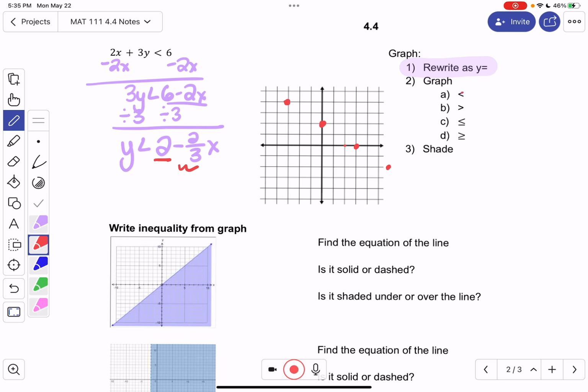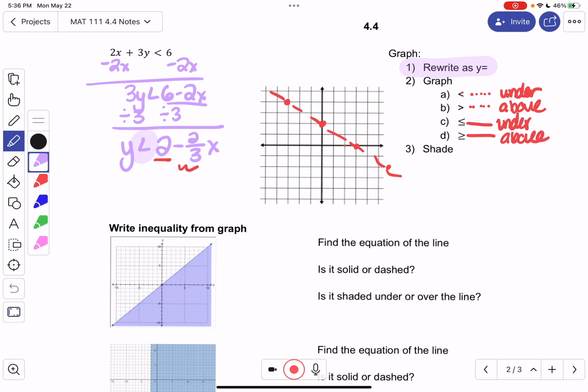If you have a less than or greater than symbol, you're going to draw the line with dots or a dashed line like this. If it can equal, you draw it with a solid line. Then your less than ones, you shade under the line because that's where y is getting lower. And your greater than ones, you shade above the line.